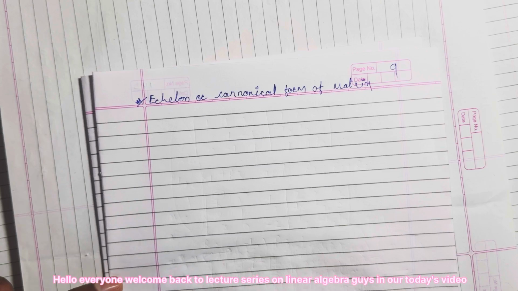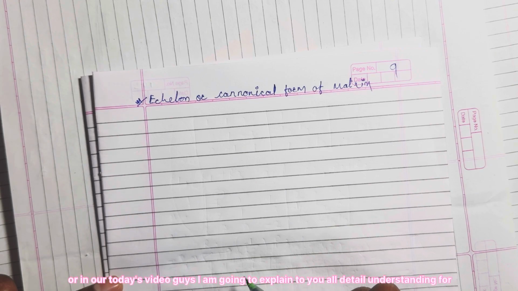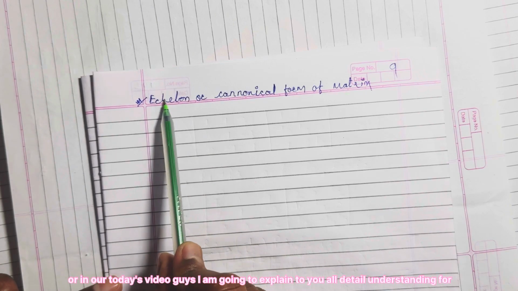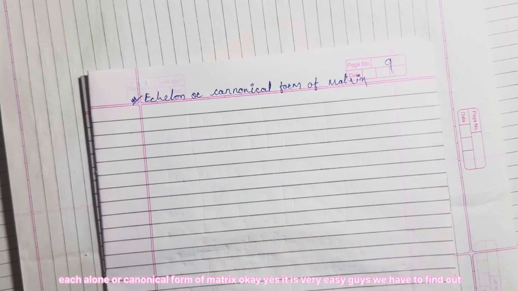Guys, in today's video, I'm going to explain how to find the rank of a matrix by using the echelon or canonical form of a matrix. I may have already explained some videos like this in my channel, but if you want to see similar videos, go and check my playlist. In today's video, I'm going to explain in detail the echelon or canonical form of a matrix. Yes, it is very easy, guys. We have to find the rank of a matrix using this.